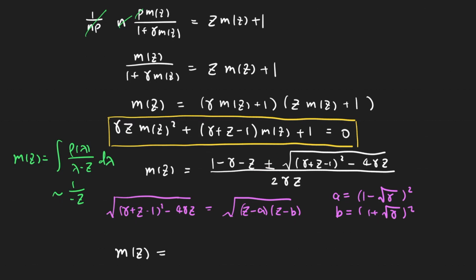For m of z, we write that as 1 minus gamma minus z plus the square root of z minus a times z minus b, and then the denominator is 2 times gamma times z. Okay, so now we have solved m of z. This is the equation for the Stieltjes transformation of the density function.